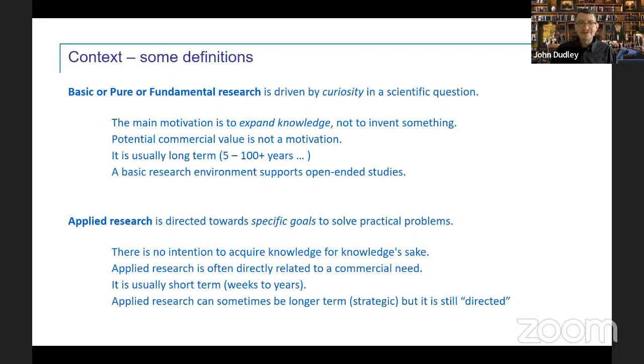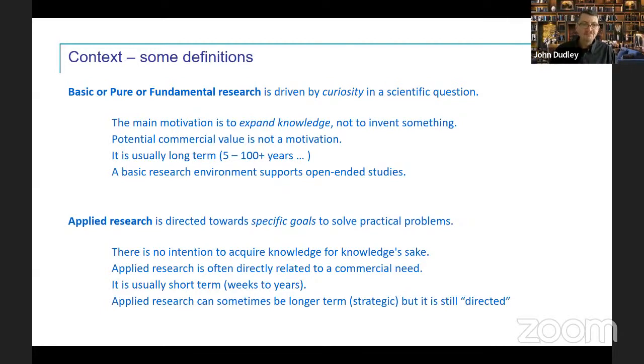So before going into some examples, which is really what this talk is about, it's important to get the definitions correct. So when I use the word basic or pure or fundamental research, what I mean is that it's driven by curiosity. The motivation is to expand knowledge of a field. And any potential value is not at all a motivation. It's open-ended, so it doesn't necessarily have a goal of any sort. And it's usually very long-term, 50, 100 or so years.